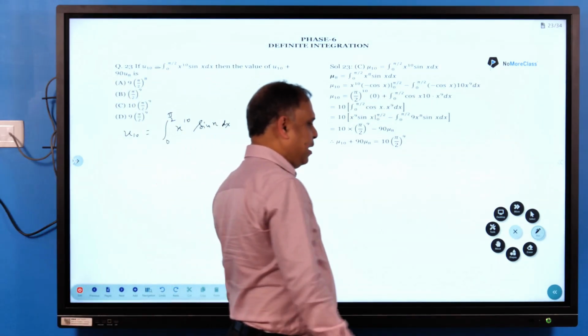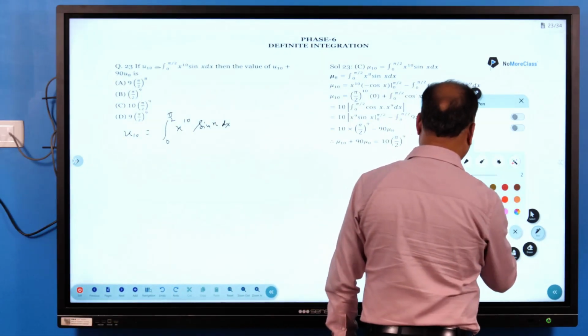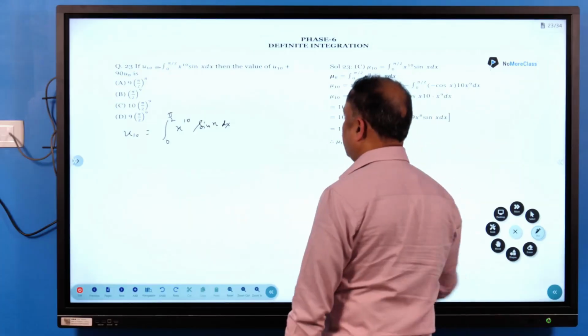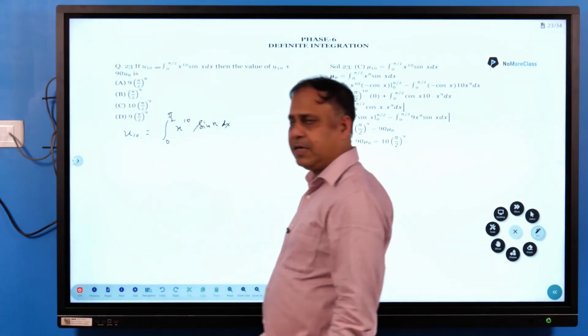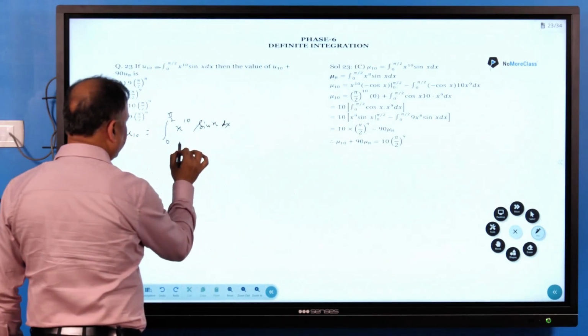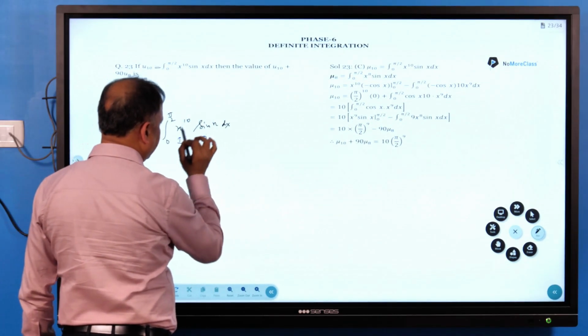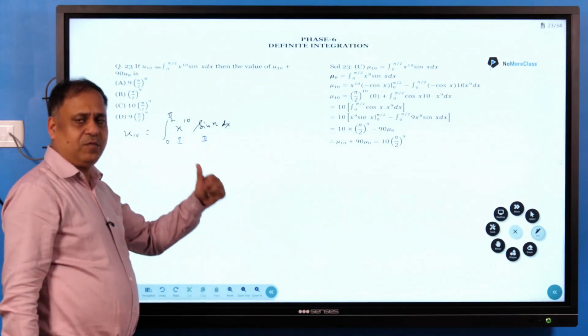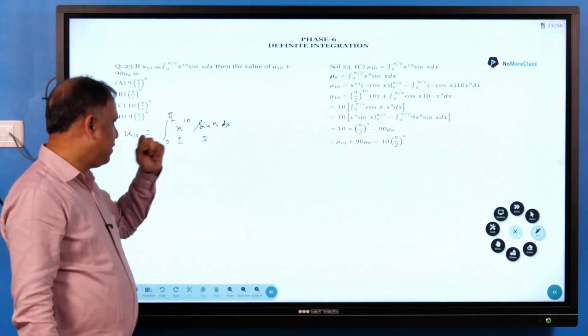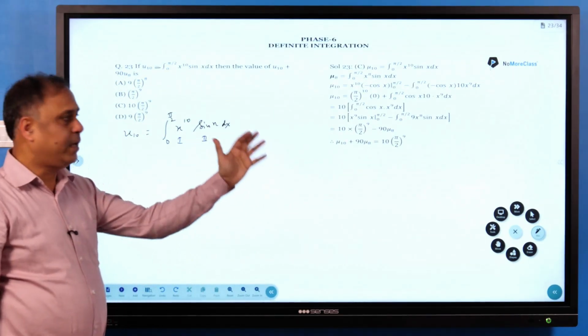Now see, in this we have to reduce the power of x. What we have to do? Reduce the power of x. So I will consider this as the first function, this the second function, because the first function we have to differentiate. So when I differentiate the first function, its power will keep on decreasing.